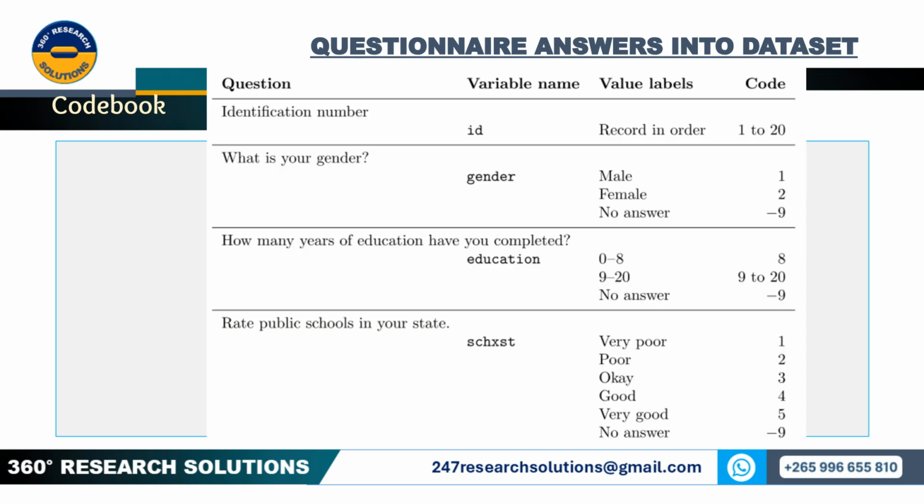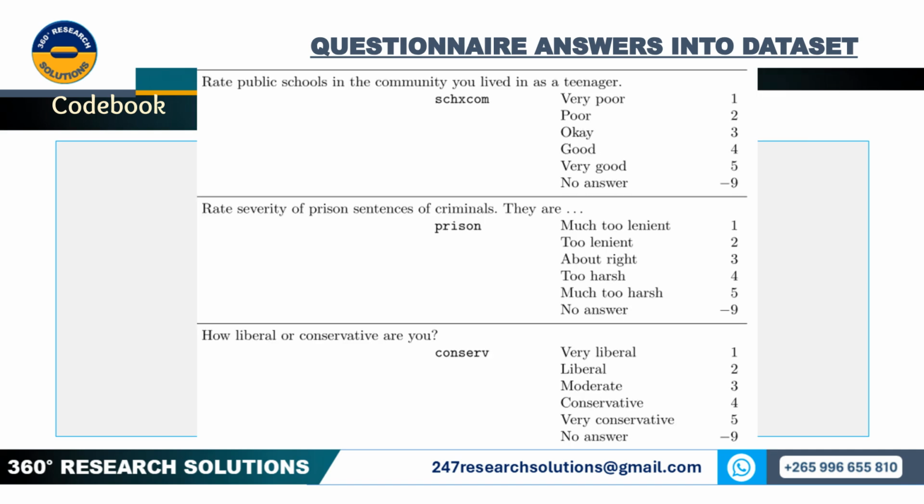A codebook translates the numeric codes in your dataset back into the questions and response choices, which is essential for data analysis. Add an ID variable to identify each respondent. In simple cases, you number questionnaires sequentially. For a sample of 5,000 people, you would number them from 1 to 5,000.